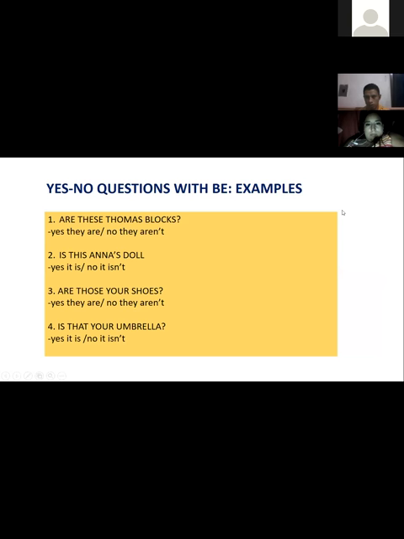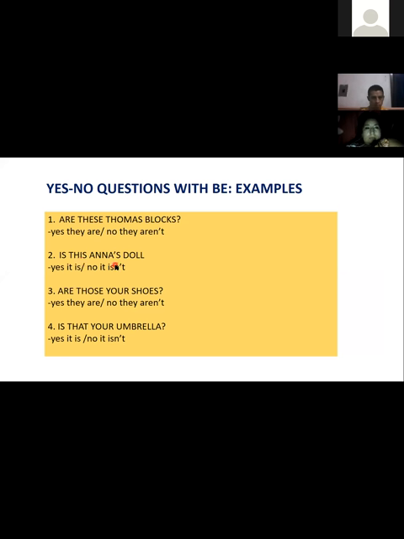It was necessary for me to go again to the structure so that you could see what we were working on. Those are some examples I would like you to see. Look, here I'm using the demonstratives for close objects, plural. Are these Thomas's blocks? Yes, they are. No, they aren't. I'm taking the same structure of the be yes/no questions, but in this case, I'm using the demonstratives, right? If you remember, these is for close plural objects, and this for close singular, only one.